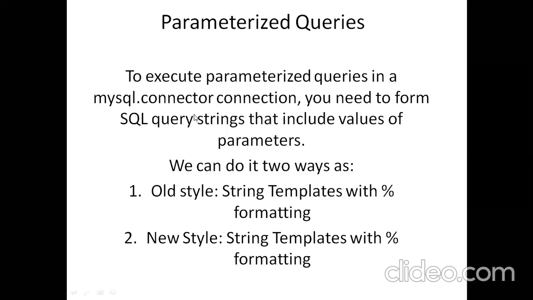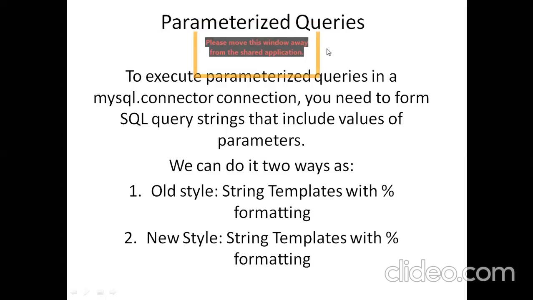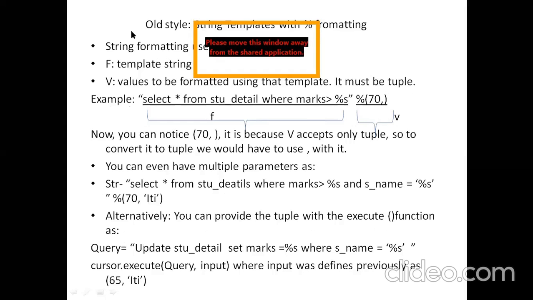But what if we also have to pass parameters with it? To execute the parameters, we have two ways: one is using the old style and another is using the new style. Both styles are still in use nowadays. You can use both, whichever is preferred by you. So going first to the old style, how does it work? The old style generally follows a format kind of string.